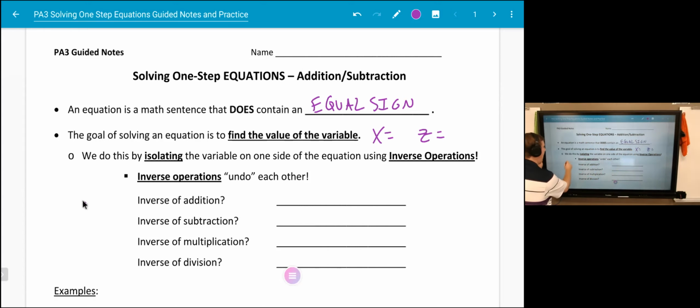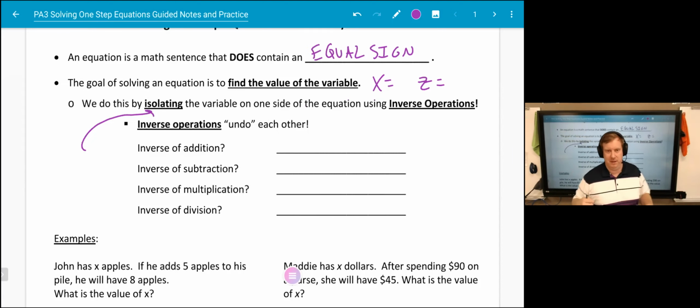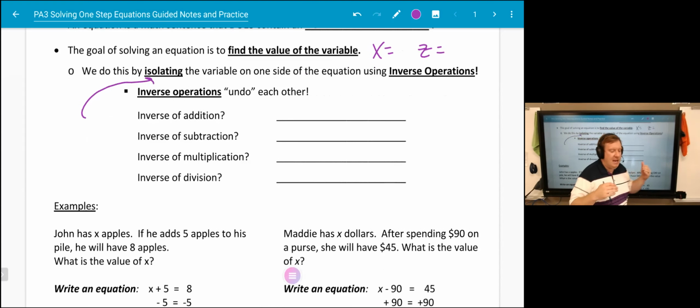We do this by isolating, using inverse operations. An inverse operation is something that undoes something. So if we're trying to do the inverse of addition, we would do subtraction.